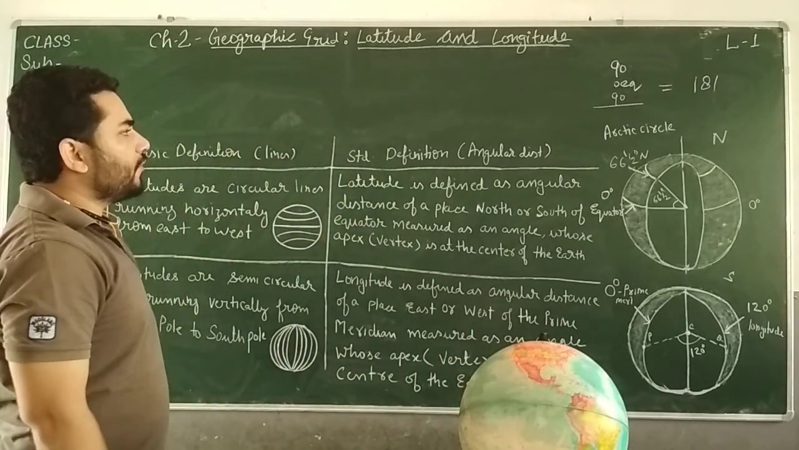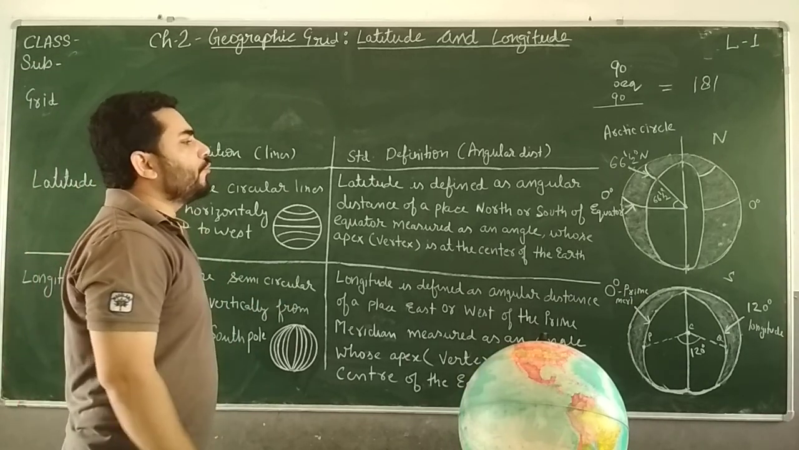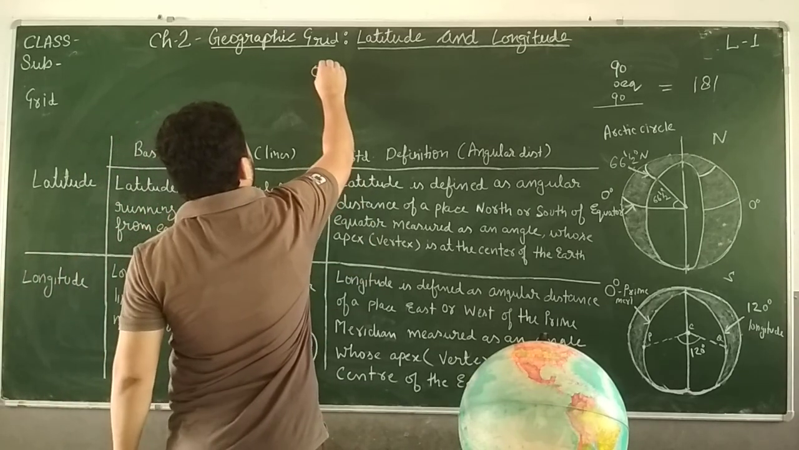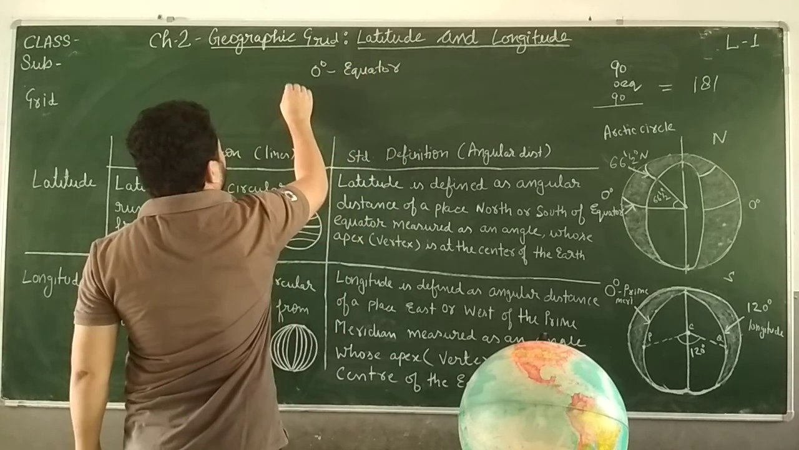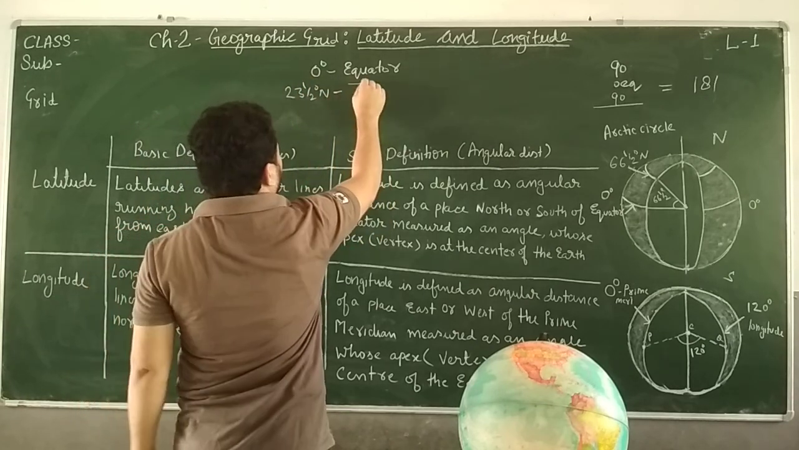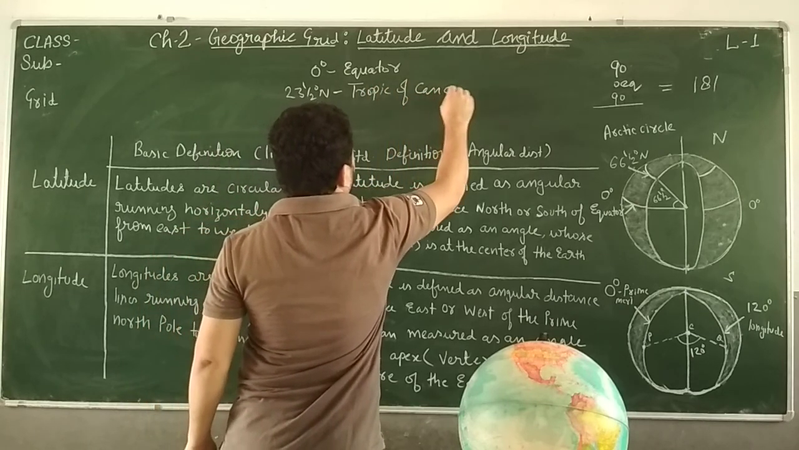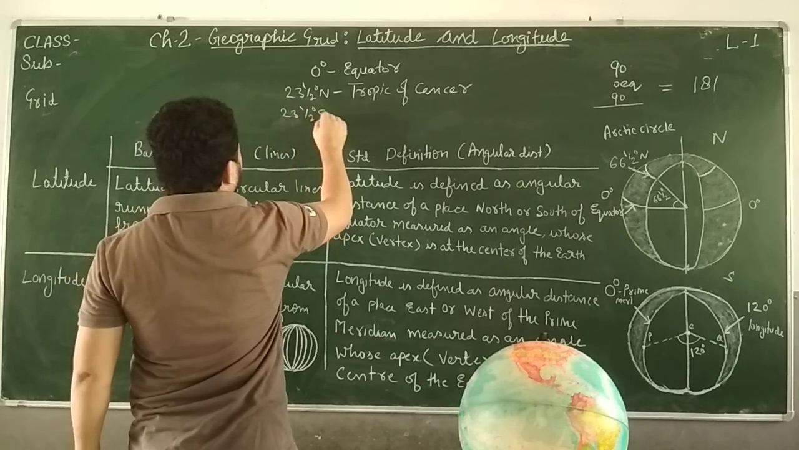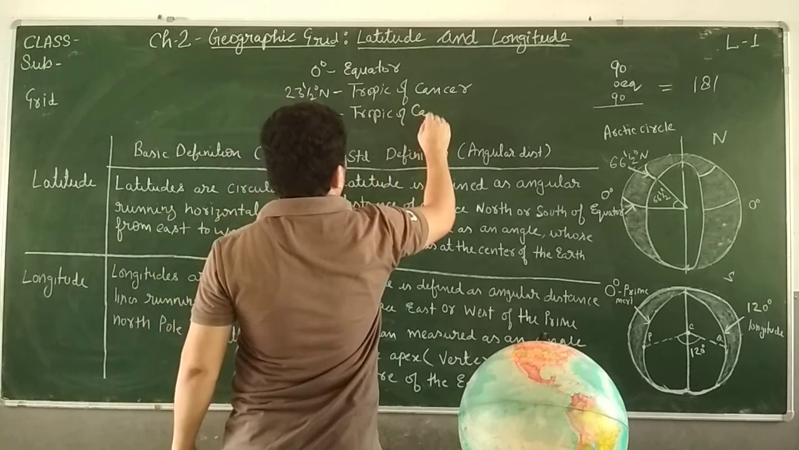Now that was about the definition of latitude. Now let us understand a few important latitudes. I have told you that 0 degree is called the equator, and then 23.5 degree north is called the Tropic of Cancer. Then 23.5 degree south is called the Tropic of Capricorn.